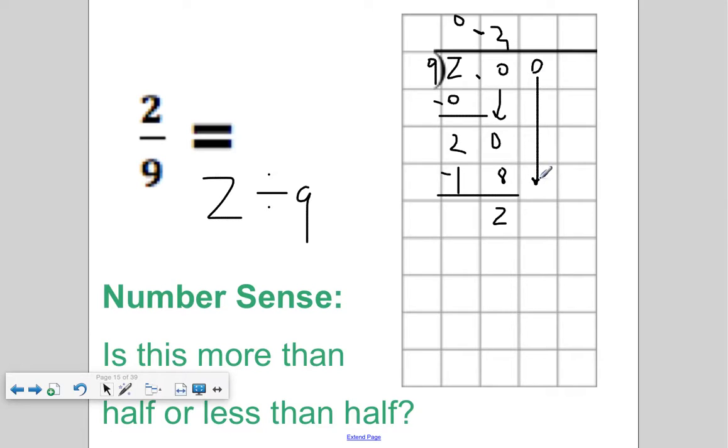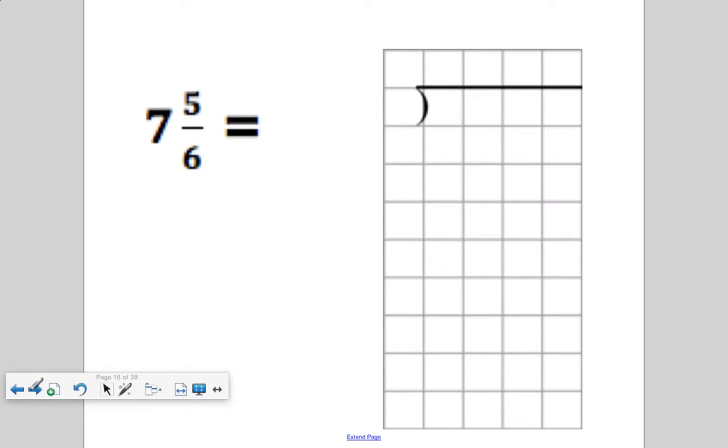Add another 0. How many groups of 9 go in 20? 9, 18. 2 times again. Uh-oh. Deja vu. 20 minus 18 is 2. I'm going to stop. It's repeating again. So what number is repeating over and over? The 2 is repeating, so I'll put a repeating bar notation on top of the 2. And it is less than half.